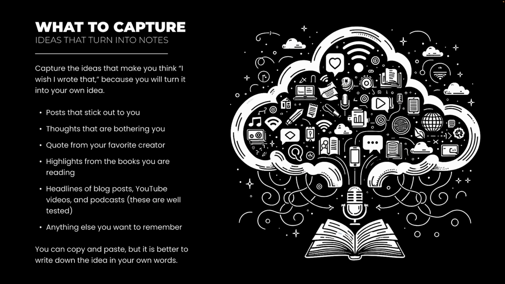After that is to just quote your favorite creator. So find a quote from them, take it, make it your own. Others are highlights from books you're reading. So again, if you have the Readwise integration, you can just save all of these to your Cortex, like your Kindle highlights. After that, headlines of blog posts, YouTube videos, and podcasts.